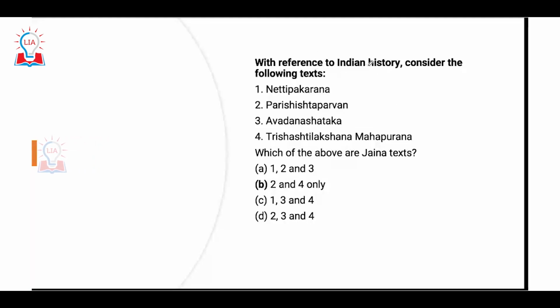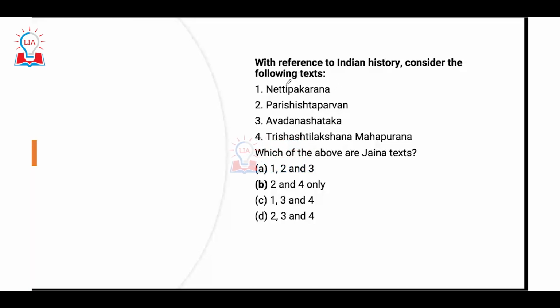Next question. With reference to Indian history, consider the following: Nettipakarana, Parishishta Parvan, Avadhana Shataka, Trishishti Lakshana Mahapurana. Which of the above are Jaina texts or Jain literature? One thing that we would know if we have studied Punam Dala Dahya or the NCERT is that Nettipakarana is a very frequently heard book.